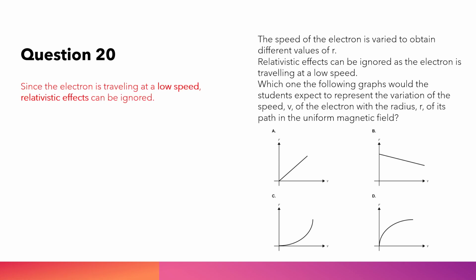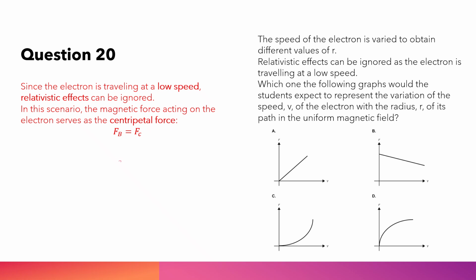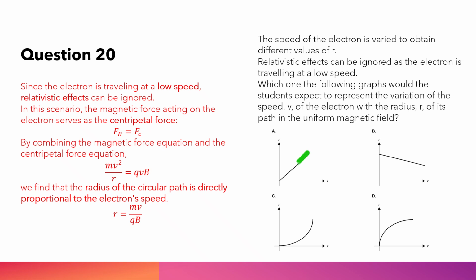Since the electron is traveling at a low speed, relativistic effects can be ignored. In this scenario, the magnetic force acting on the electron serves as the centripetal force. By combining the magnetic force equation and the centripetal force equation, we find that the radius of the circular path is directly proportional to the electron's speed.